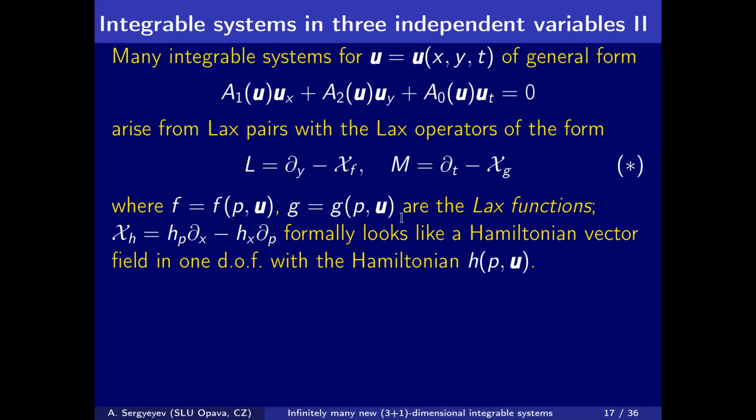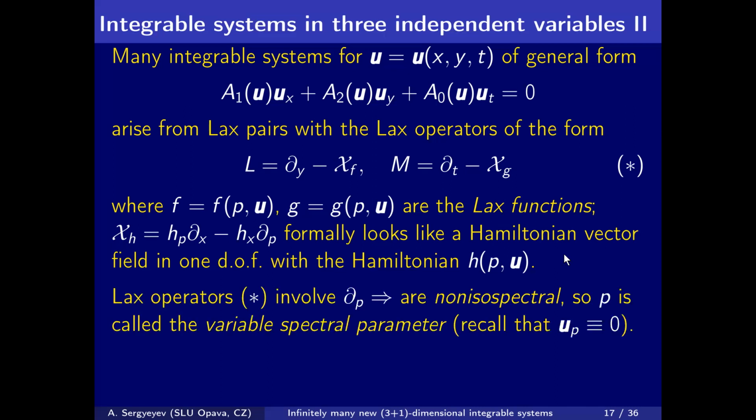Okay, F and G in this setting are called Lax functions. And the operators X_F and X_G that we have in the Lax operators are defined as follows. For a function h of p and u, we define X_h to be this quantity, which formally looks exactly like a Hamiltonian vector field in one degree of freedom, with the Hamiltonian being given just by the function h.